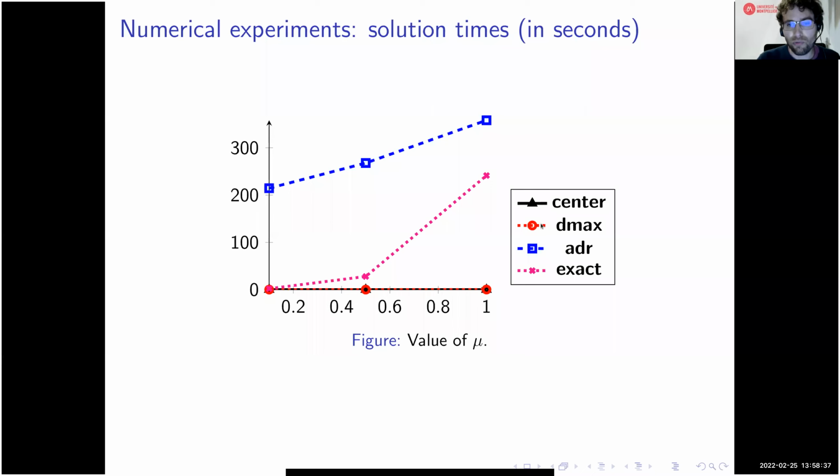And also we have those 2 heuristics that are very fast because they transform the robust problem into a deterministic problem. So here it's just a Steiner tree problem. So of course it's very easy to solve in the deterministic setting. Okay, so this is about the solution times.